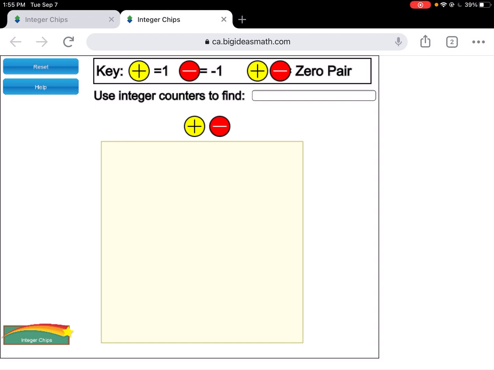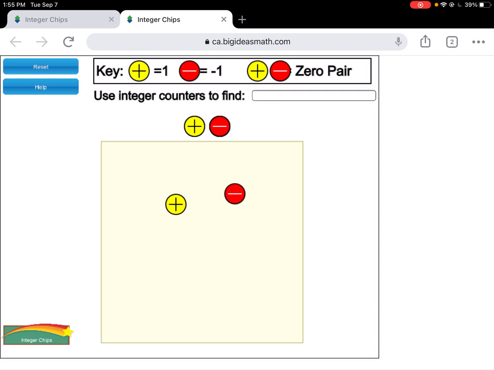Anyways, we are going to practice something that's well known to us. We're going to add positive and negative numbers together. But we're going to use what's called P's and N's, or your integer chips. So this will be a P for the yellow positives, and then we're going to have an N for the red negatives, okay?